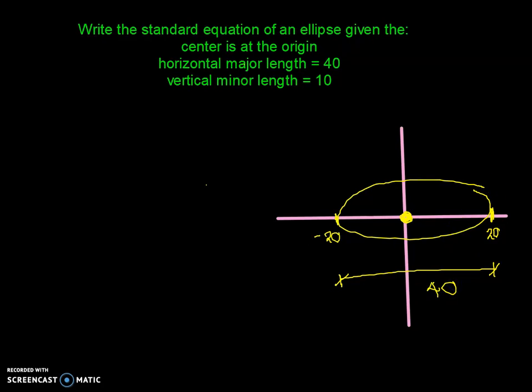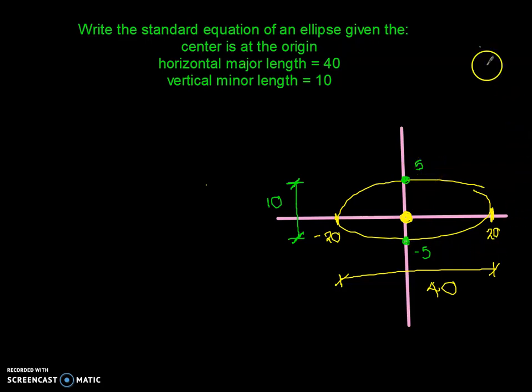There is a vertical minor length of axis of 10. So that means the length from one co-vertex to the other co-vertex is 10. So that means this would be 5 and this would be negative 5. Now, it doesn't look symmetrical at all.